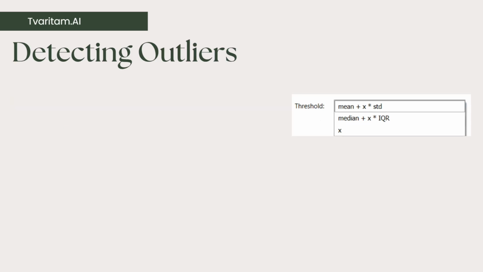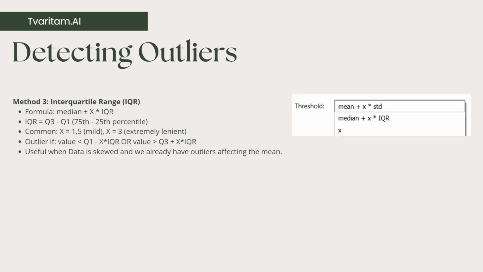Now, the third method is the interquartile range method. It is best suited for skewed data where the mean is unreliable due to a large number of outliers or extreme outliers. In this case, we calculate IQR, that is Q3 minus Q1, and the formula is Q1 minus x times IQR for the lower threshold and Q3 plus x times IQR for the upper threshold. The value of x is 1.5 for stricter outlier detection, which is the standard, and x could be 3 if we want to keep it lenient.